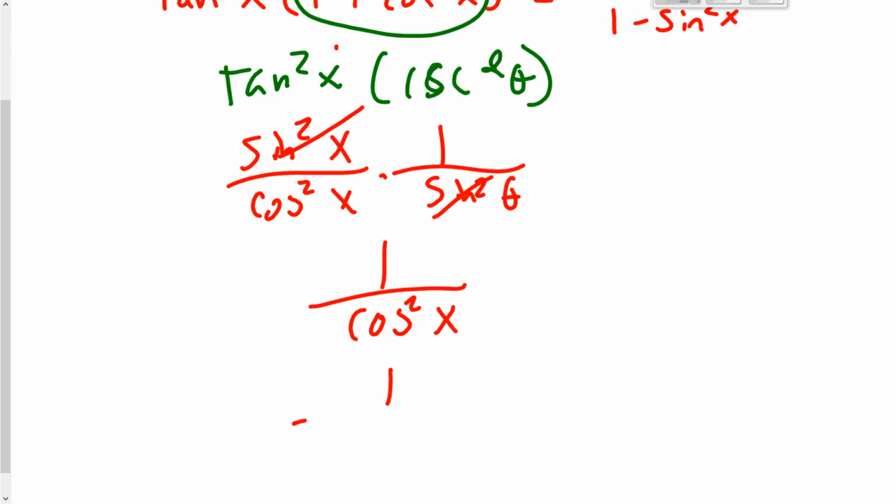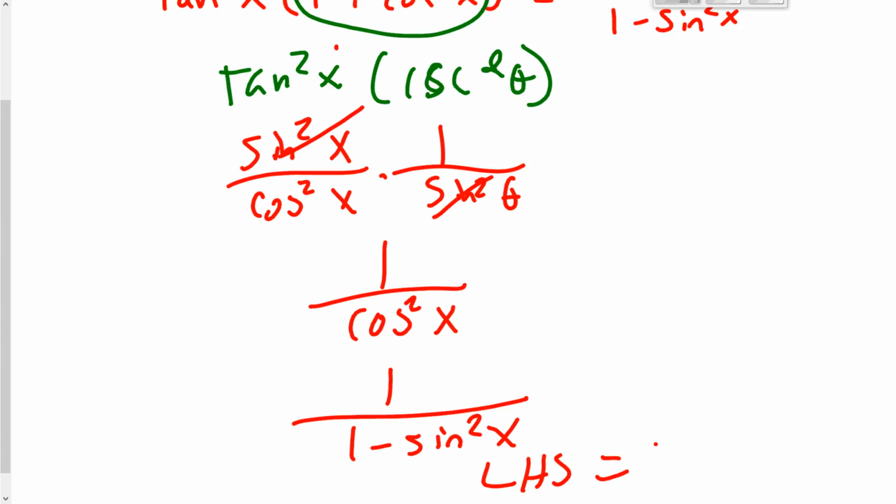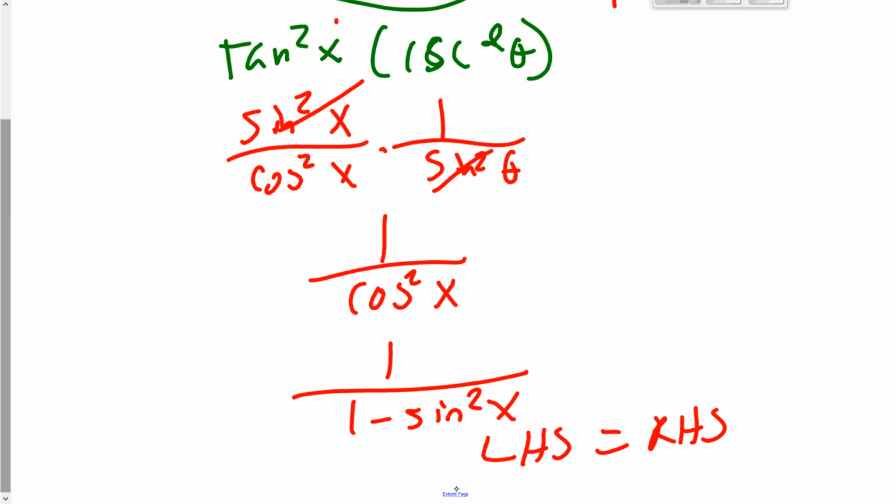Cosine squared is 1 minus sine squared. So the left-hand side equals the right-hand side. Okay, the harder, maybe a harder way, maybe not. Just depends on how your brain thinks. You might start things differently.